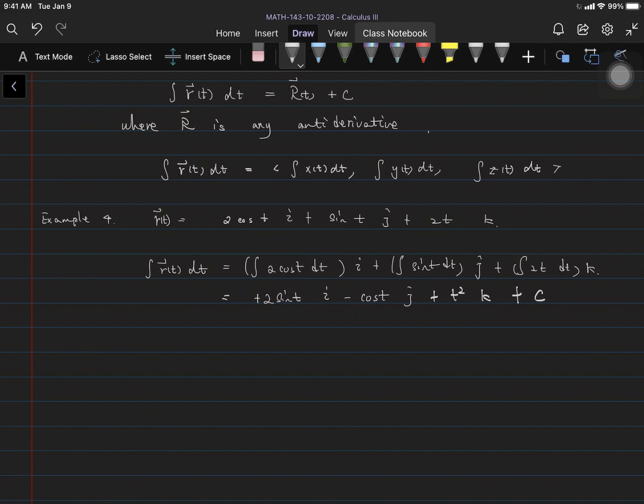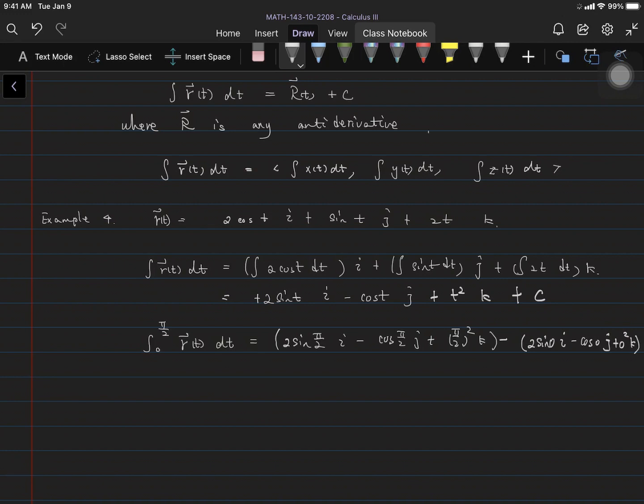If we want to calculate a definite integral, for example from 0 to pi over 2 of r(t) dt, how do we evaluate it? We just do the same thing, plugging in the upper bound and the lower bound. So it's going to be 2 sine pi over 2 i minus cosine pi over 2 j plus pi over 2 squared k. This is when we plug in pi over 2, and then we plug in 0. So it's 2 sine 0 i minus cosine 0 j plus 0 squared k.